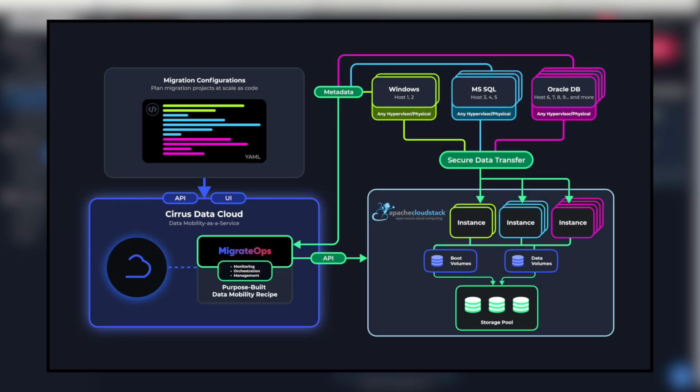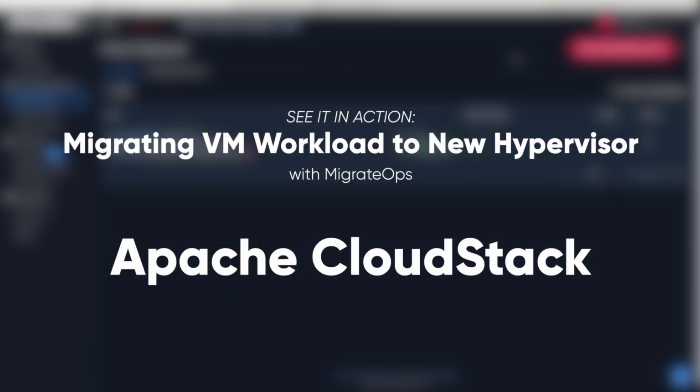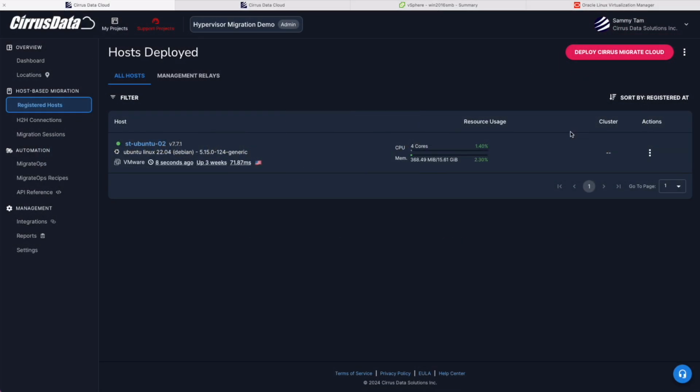Alright, for this demo, I am going to demonstrate how to migrate my entire Windows server from a VMware environment to Apache CloudStack with Cirrus Migrate Cloud.